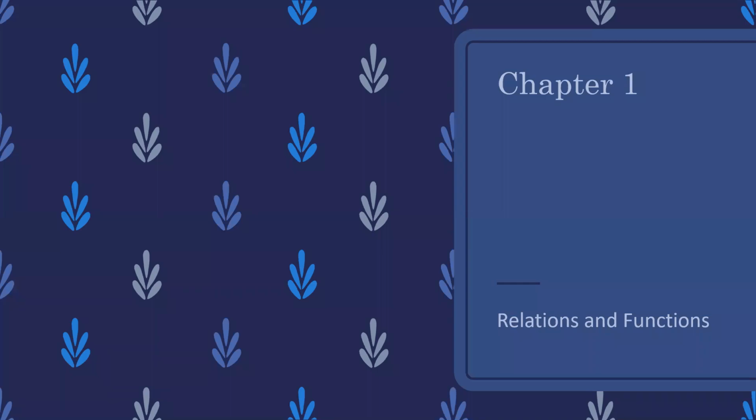So here we are with our first video of chapter 1. We had already completed our sixth chapter in the previous video. So this is our first video of chapter 1. It's a bit theoretical kind of a chapter, but it also comes for at least 4 to 5 marks. So we have to study this also. So this is your chapter 1, relations and functions.